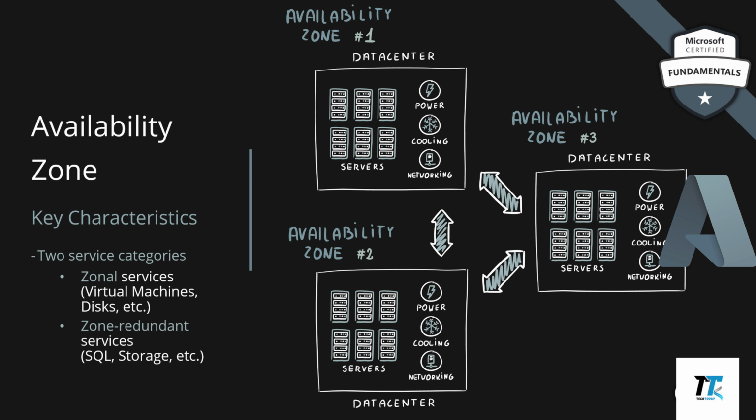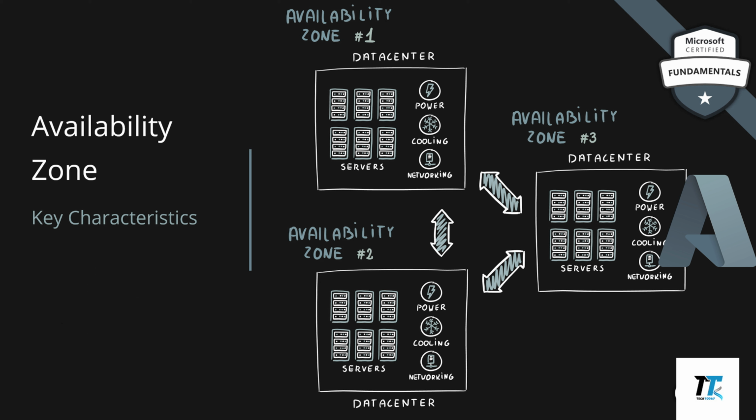The second type of service is zone redundant services. Those services, like SQL Database and storage accounts, allow you to take advantage of multiple availability zones out of the box. With a simple check of an option, your services will automatically replicate data across multiple availability zones and will work in a redundant way. So if there's a data center level failure, you wouldn't even notice it in your application.